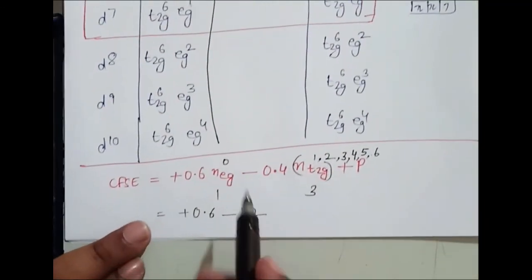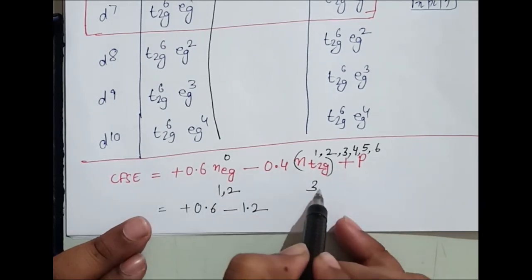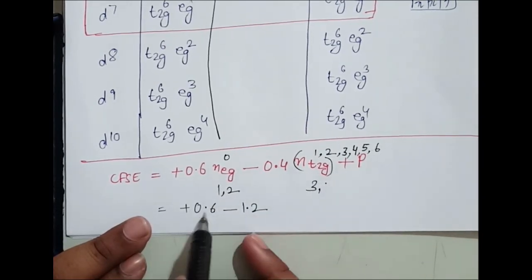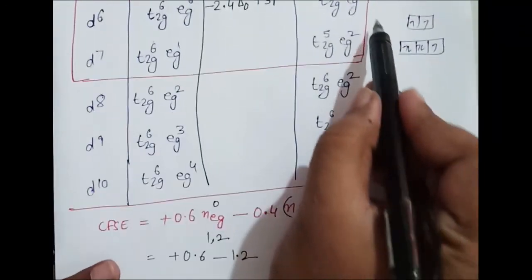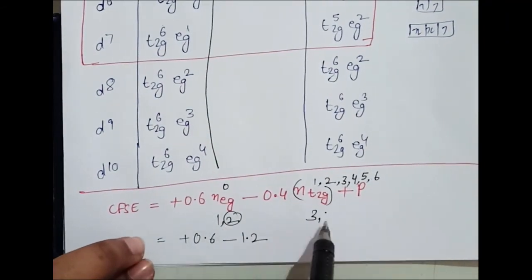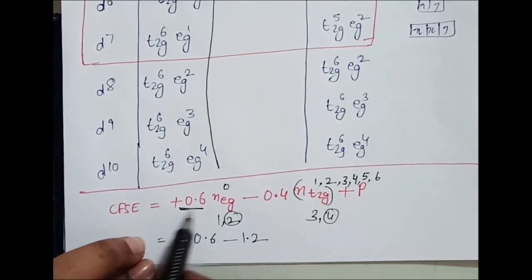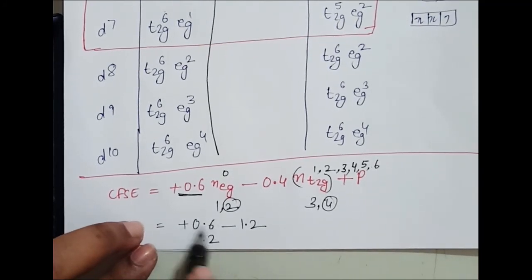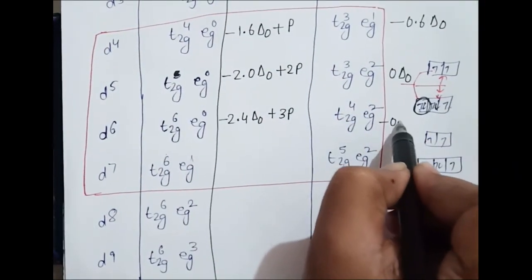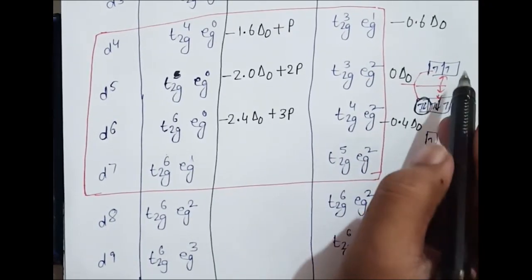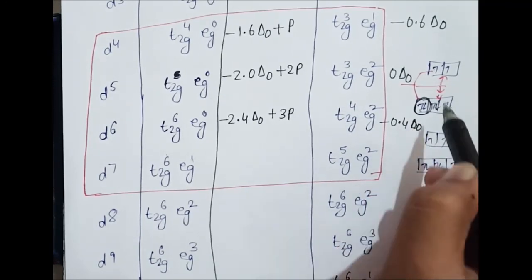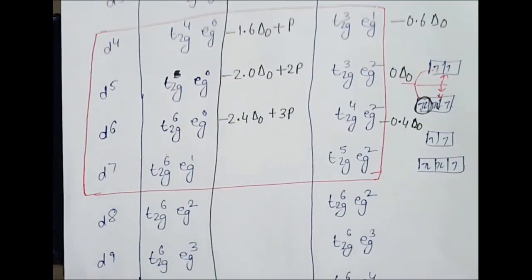And here what will come? D5, you count. Eg 2 electrons, T2G 3 electrons, so 0 will come, so 0 del O. And for the next one, Eg 2 electrons and T2G 4 electrons, so 2 into 0.6 is 1.2, and 4 into 0.4 is minus 1.6, so it is going to be minus 0.4 del O. Here the electron is not pairing against Hund's rule, that's why the pairing energy will not come. Pairing energy will come only in the case of strong ligands.